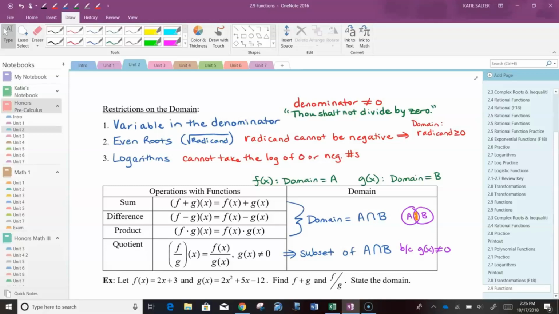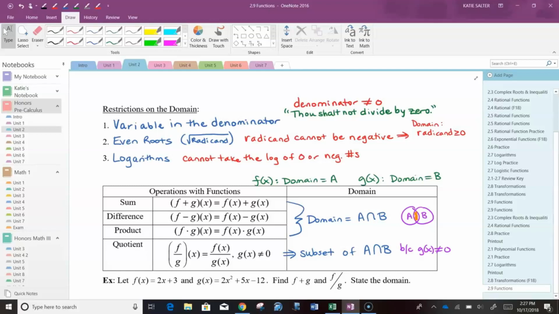So for example, if you had a domain of all real numbers, and then you had a domain of 0 to infinity, then the intersection of those domains would just be from 0 to infinity. However, when you do the quotient of 2 functions, it is a subset of the intersection of the domains, because we cannot divide by 0. So when we divide those 2 functions, we might have to remove values from the original domain because we can't divide by 0. So any value of the variable that would make that denominator equal to 0 cannot be included in the domain.